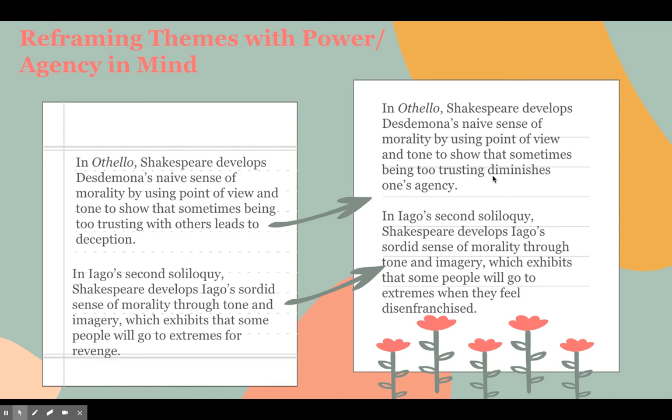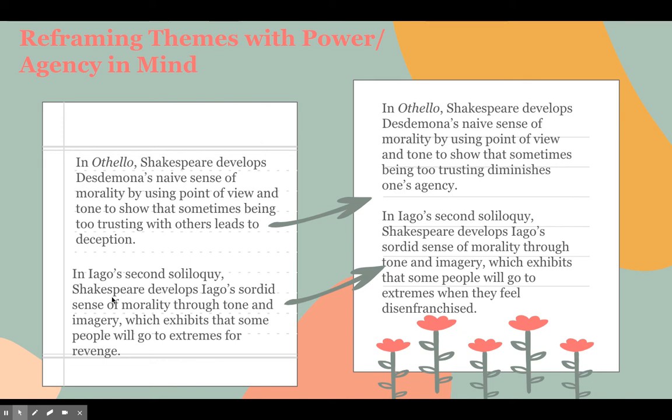Now, notice I didn't really change the fact that being naive is still similar to being too trusting. That is pretty close. But we changed it from just this personal thing, oh, if you're naive, then bad things will happen, to if you're naive, you lose power. That adds another dynamic that you can connect to throughout the essay that can really help you get to that next level. Same with this one.